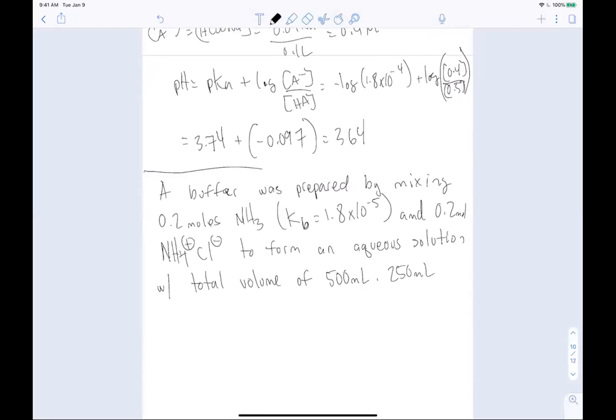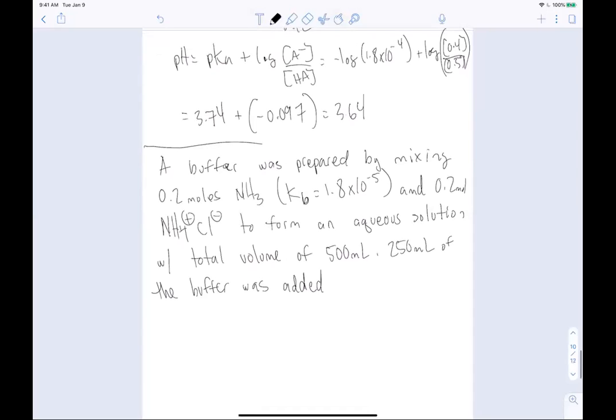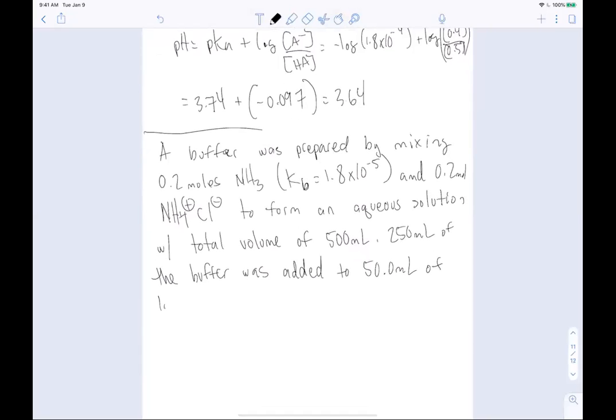250 milliliters of the buffer, it's a long question, was added to 50 milliliters of 1.0 molar HCl. What is the pH of this second solution?